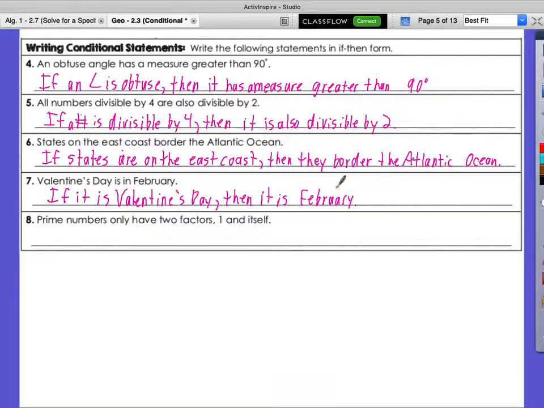Okay. Are you guys okay with skipping number 8? Okay, with your permission, we'll do it. Okay. Let's go to the next page.